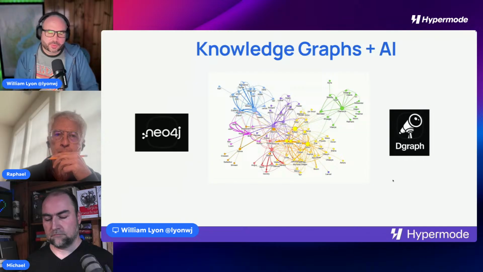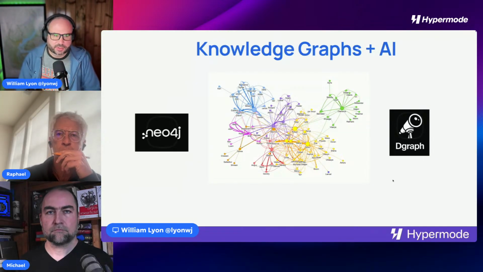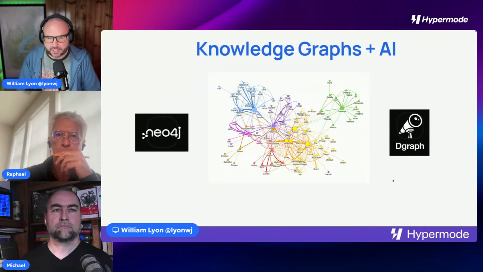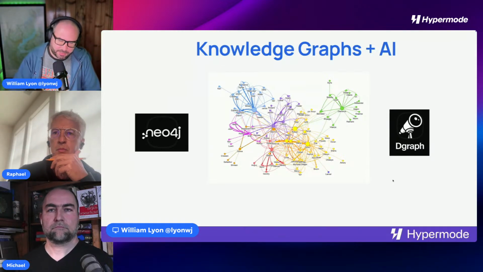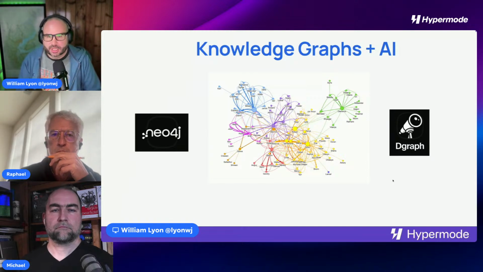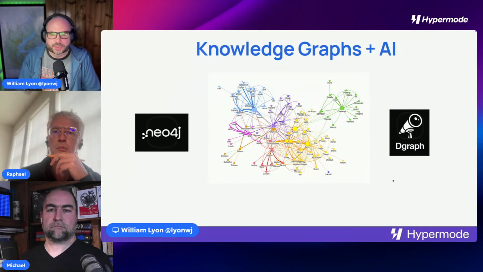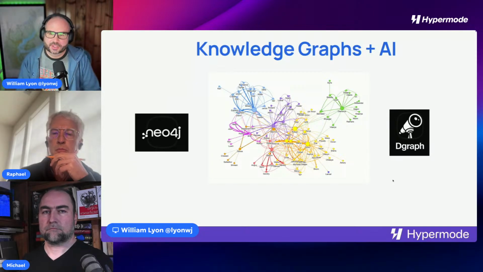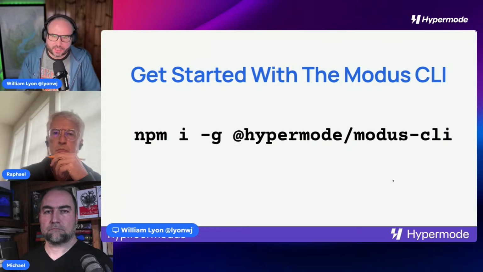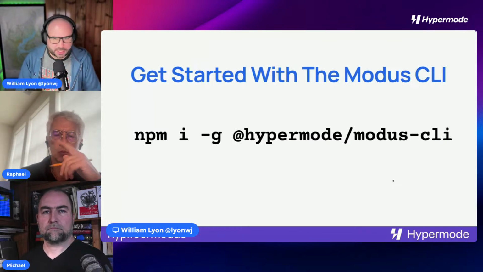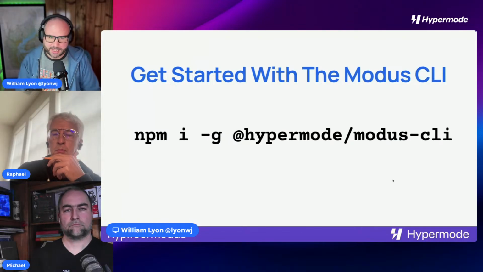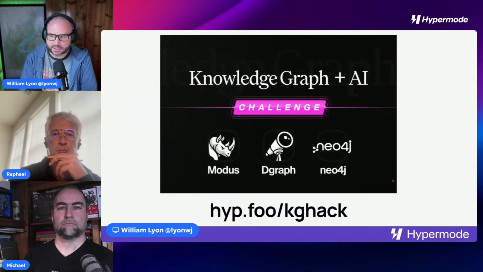Whether we're talking about knowledge graphs in Neo4j or Dgraph, I should say Dgraph is an open source graph database maintained by Hypermode, and Neo4j is another very popular open source graph database. I think it's really important to be able to work with the data and tooling that you're familiar with in your app, which is why we're adding support for Neo4j in Modus. The easiest way to get started with Modus, which we'll take a look at in a minute, is by installing the Modus CLI.